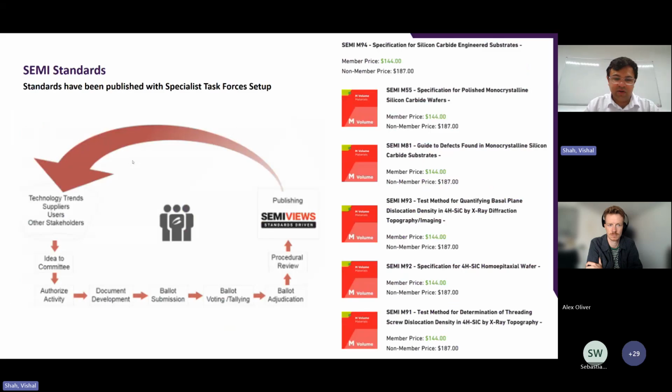And then I'll just skip on to the actual standards which have been coming out now for silicon carbide. And these have all just been published, where you have in the SEMI standard, the guide to the amount of defects that you can find in silicon carbide. So now there is an agreed definition of those. There are now the other 2 requirements, so M91 and M93, which then determine how you use X-ray topography to go and characterize those defects as well.